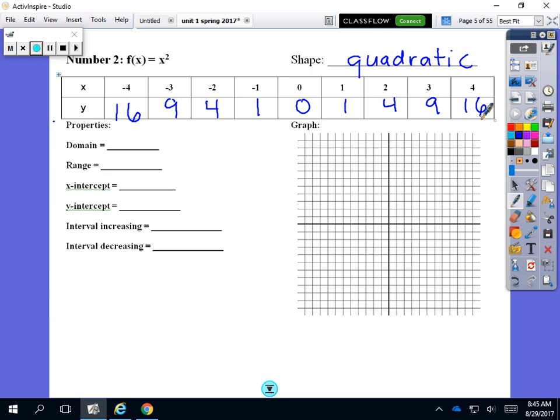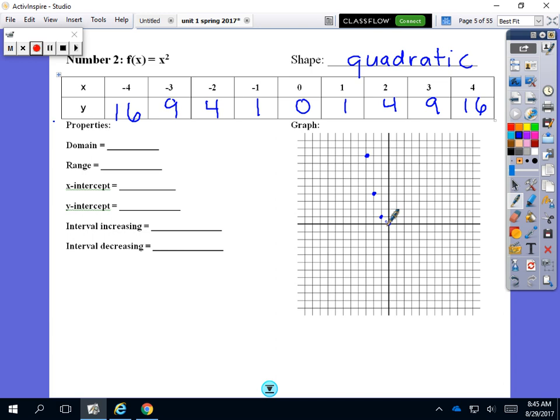I'm going to go ahead and plot these points. So at negative 4, I have 16, and I don't know that my y values go to 16, so I'm going to skip to negative 3. So I'm going to go to 1, 2, 3, and it's 9. So 1, 2, 3, 4, 5, 6, 7, 8, 9. At negative 2, I'm going up 4. At negative 1, it's 1. And at 0, it's 0.